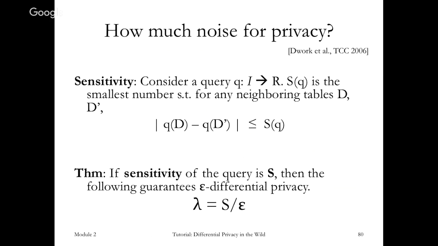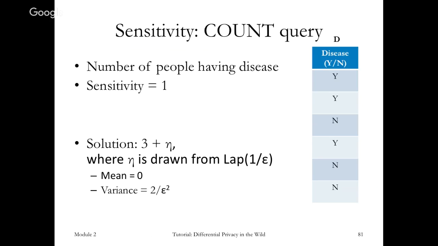And so you can show that if the sensitivity of the query is, say, S, then if I set the scale of the Laplace noise, lambda, to be S over epsilon, that satisfies differential privacy. I can actually come back in a second and walk you through that proof. But let's just get a sense of what this sensitivity notion is with some examples.